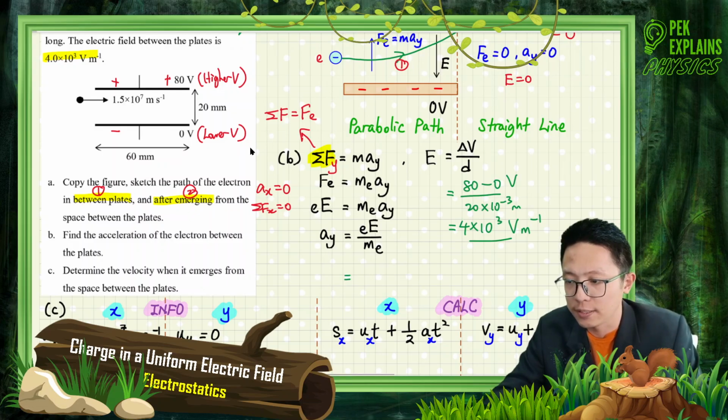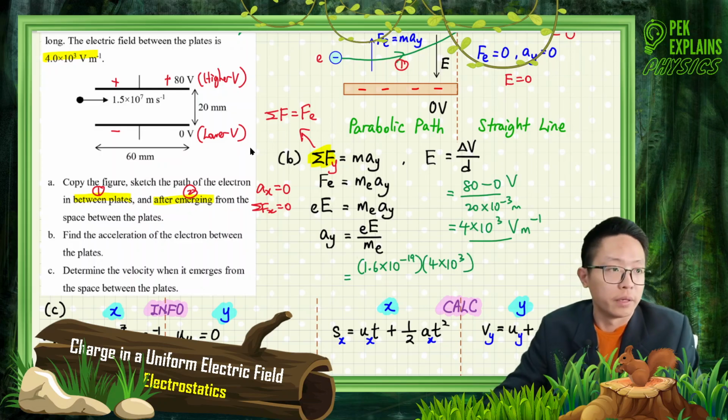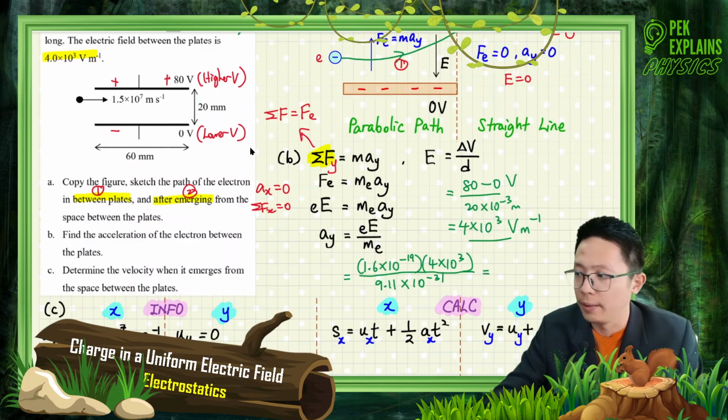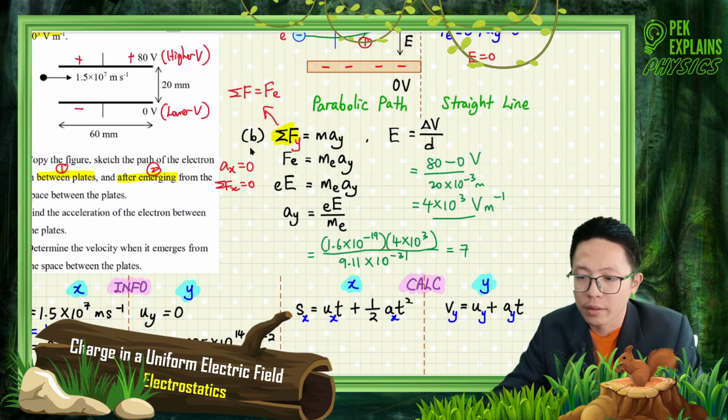The electron charge is 1.6 exponent negative 19, and then the electric field is 4 exponent 3. The mass of electron is 9.11 exponent negative 31. So what is our acceleration? Our acceleration will become 7.025 exponent 14. Okay, that's our acceleration in y component. Okay, that's it.